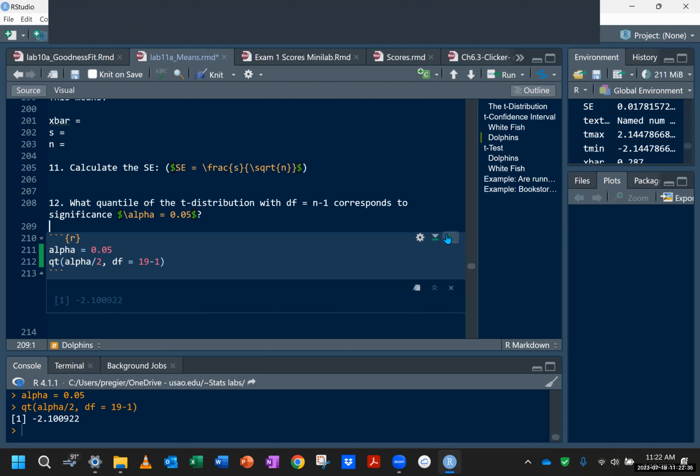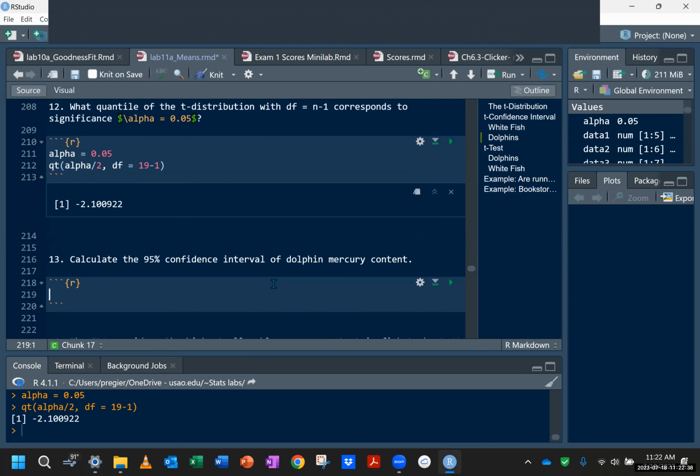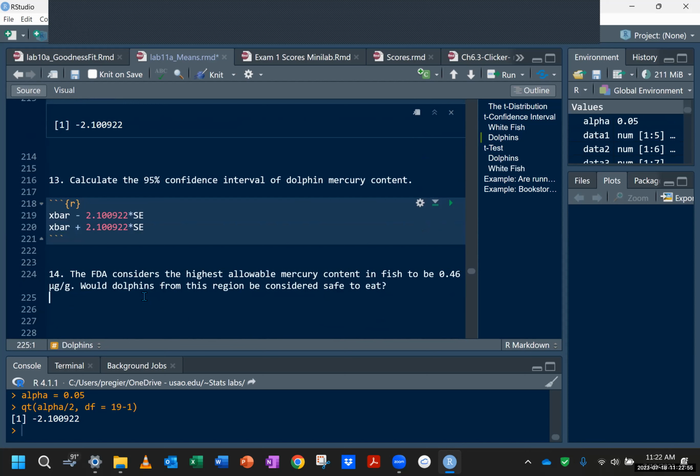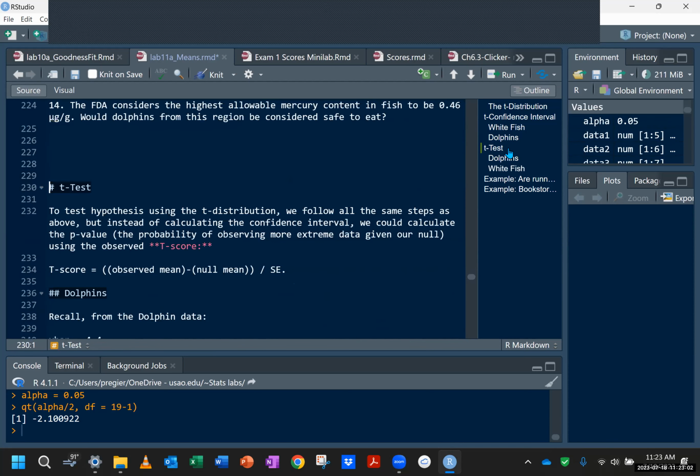So when you find your confidence interval, you're going to go X bar minus that distance to the left and plus that distance to the right. You still got to recalculate these values here as we did in the previous problem. So then tell me once you finish that, are dolphins safe to eat? Okay, we'll continue in the next video doing the same test, but using the p-value hypothesis test. Okay, good luck.